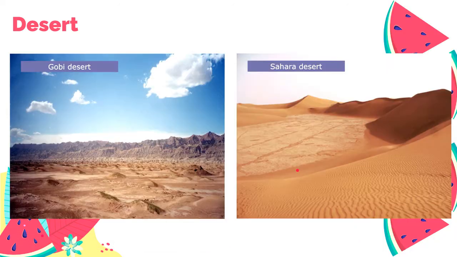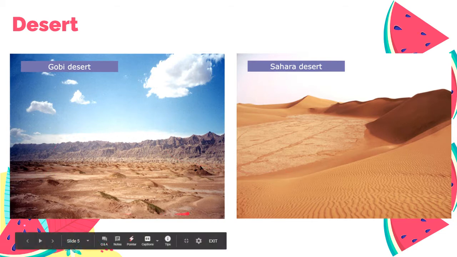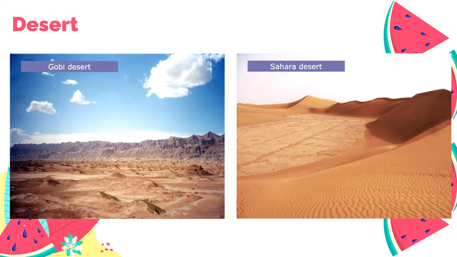So these are two well-known deserts. This is the Gobi Desert that is found in Central Asia that covers parts of Mongolia and China, and the Sahara Desert, which is found in the African continent.